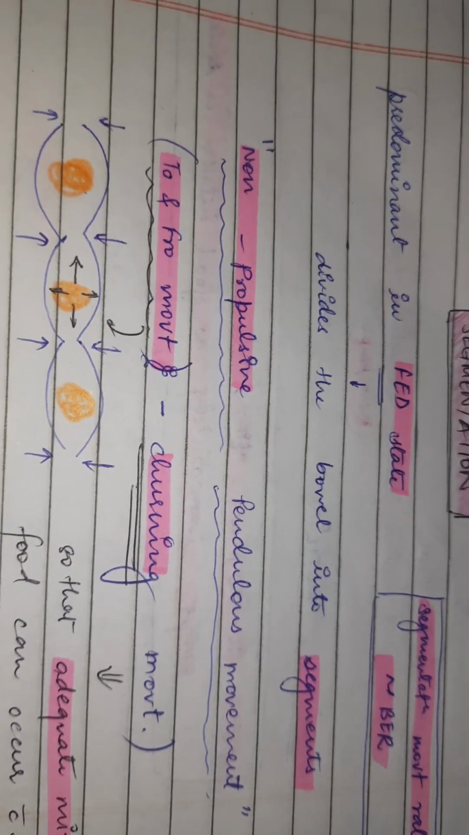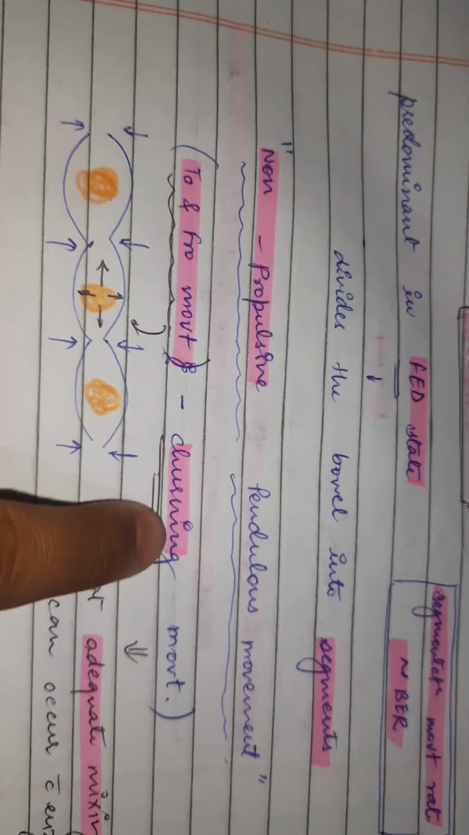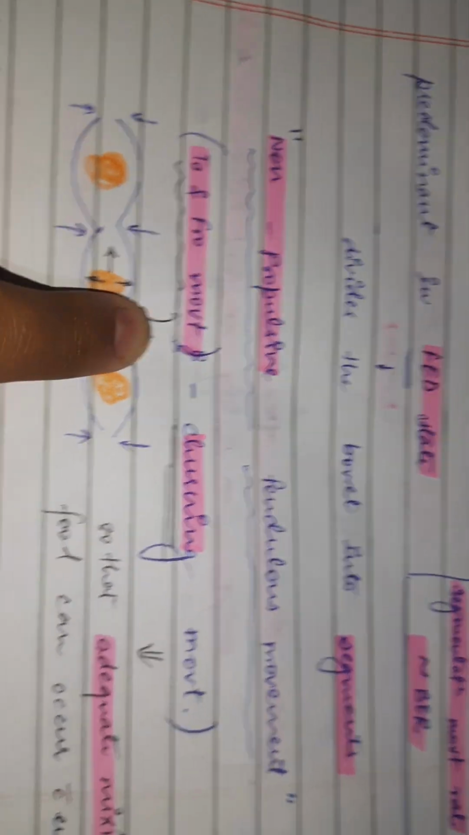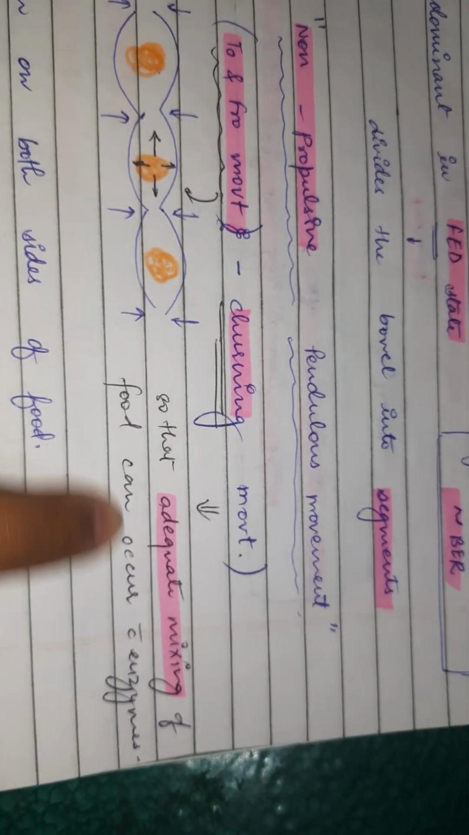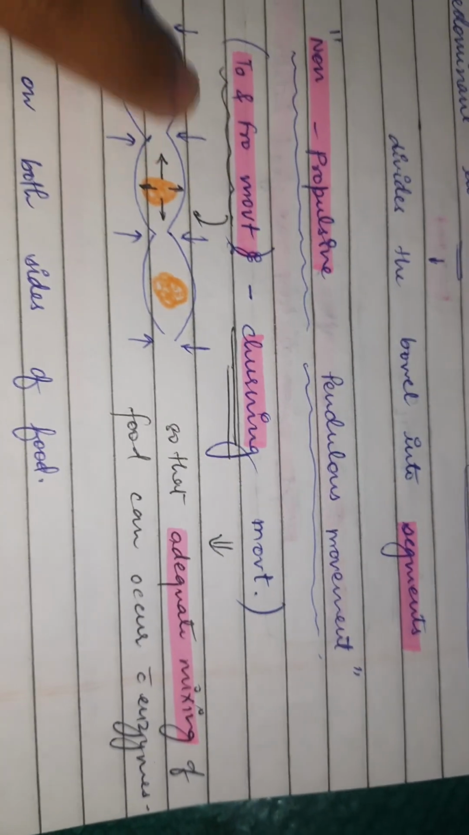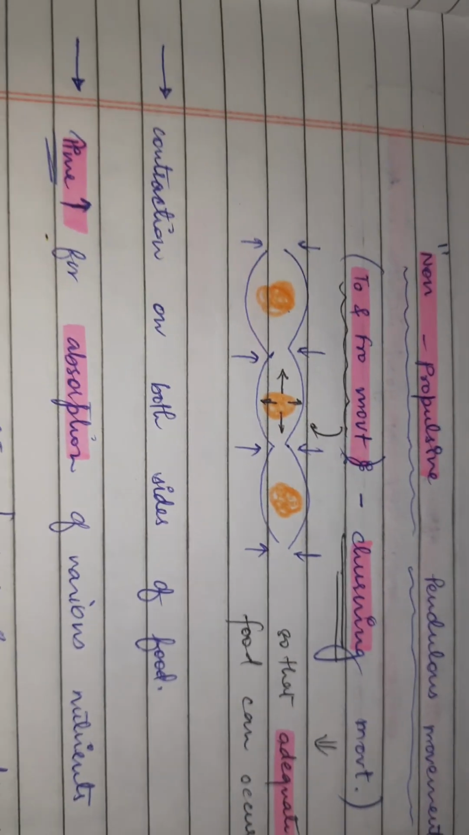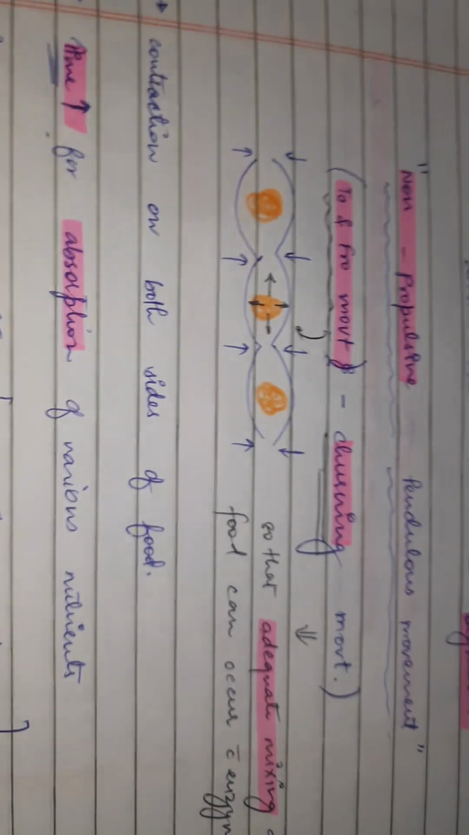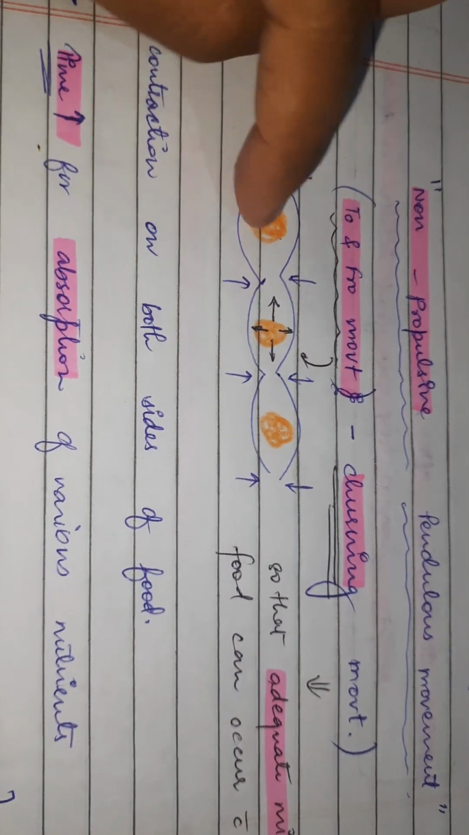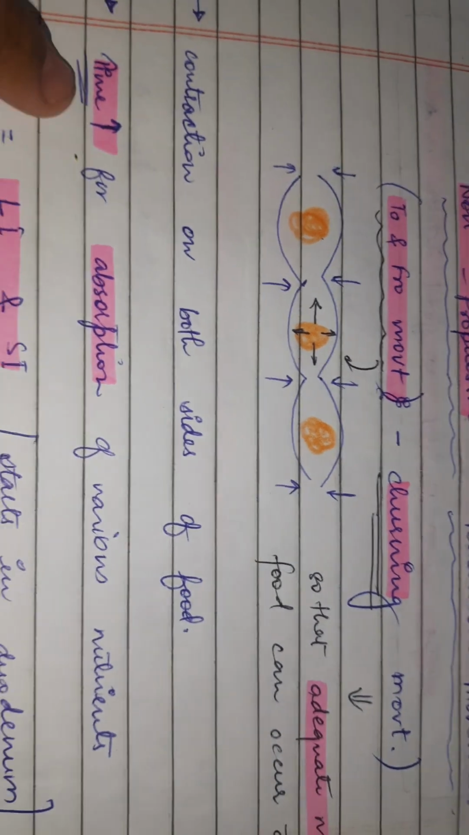It rotates the foods inside the one compartment, and churning movement and to-and-fro movement occurs here, so that adequate mixing of food can occur with enzyme in at least one compartment. Contraction occurs on both the sides of the food. If food is present in the center, contraction occurs on both sides.